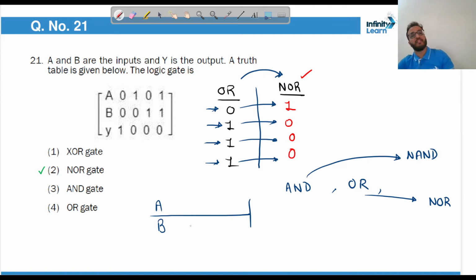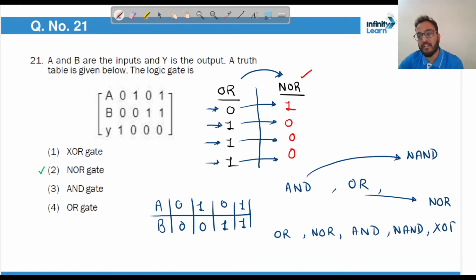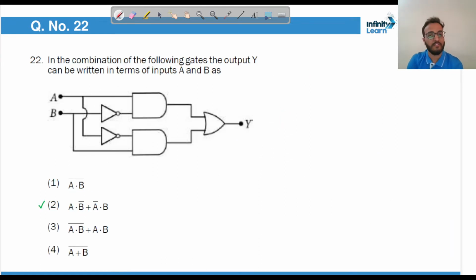Are you understanding? So we have the inputs here: 0, 0, 1, 0, 0, 1, and 1, 1. I put the inputs and check it for different gates. I start checking it for OR gate, then I check it for NOR gate, then I check it for AND gate, and then I check it for NAND gate. If these four options don't match, then I check for XOR gate. Okay, so this is how I approach. I check for each gate individually, and whichever gate matches, I write my answer.